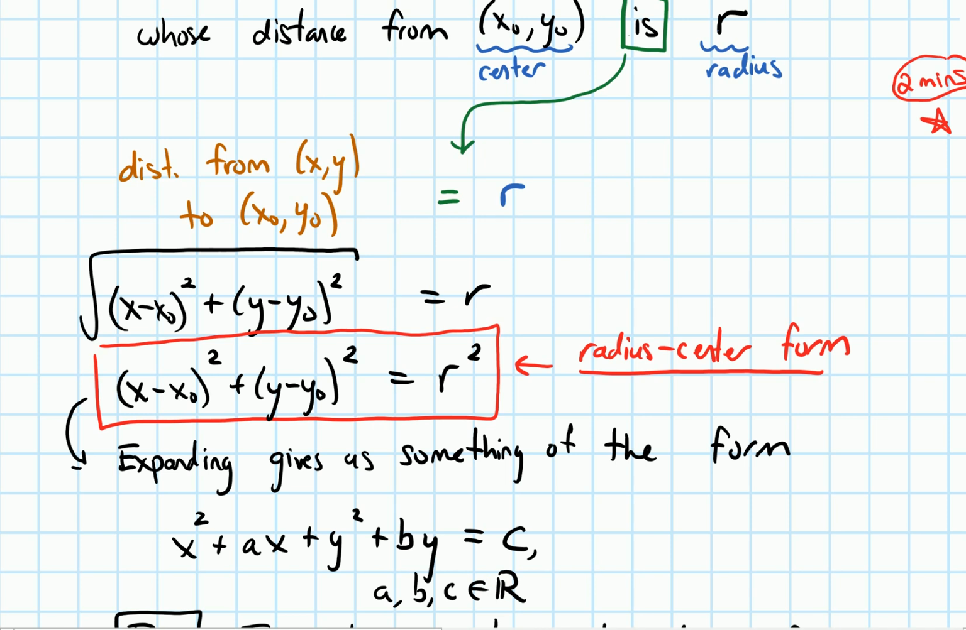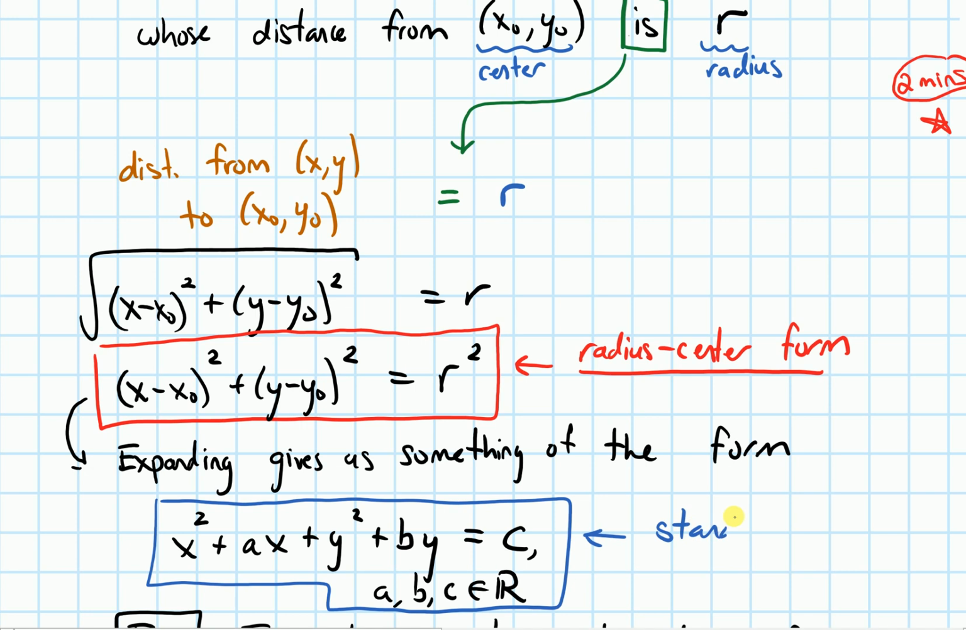So when we have something like this, I'm going to box this one as well. This is also the equation of a circle written in what's called standard form. Okay, and out of the two forms, the one that gives us more information about the circle is radius center form. Because once it's in radius center form, I can quickly see the center of the circle is x naught, y naught, and the radius is the square root of this r squared number that's on the right-hand side.